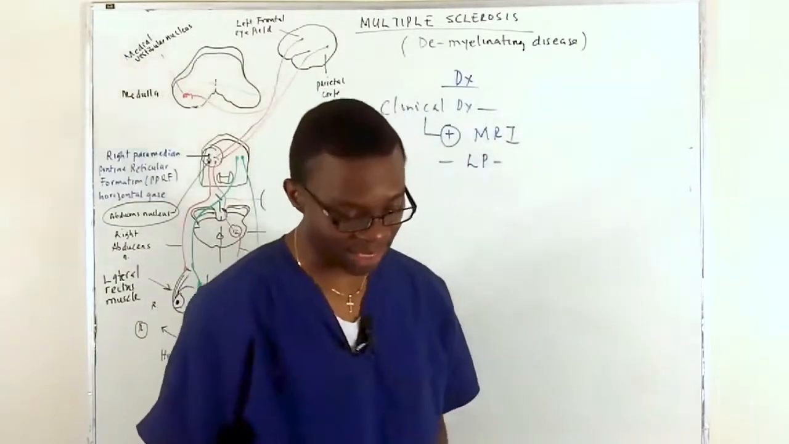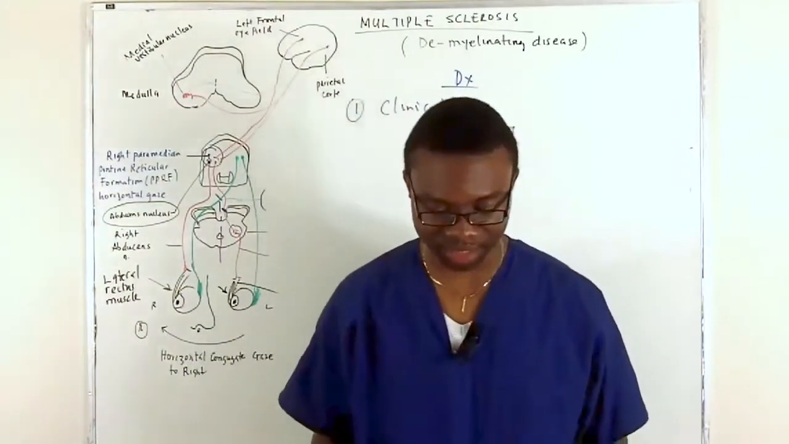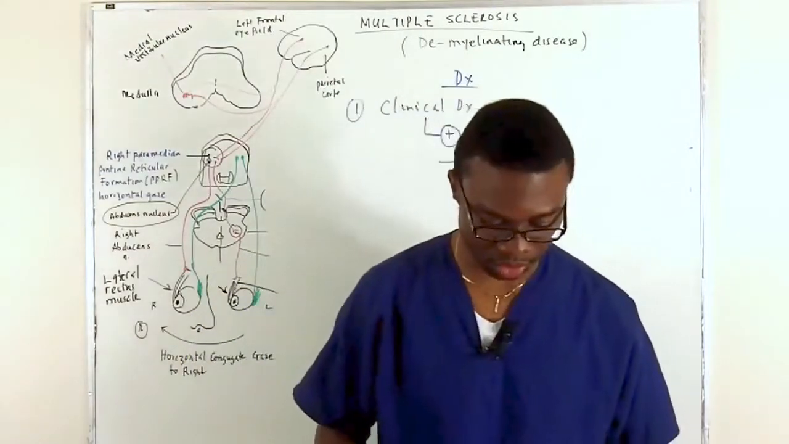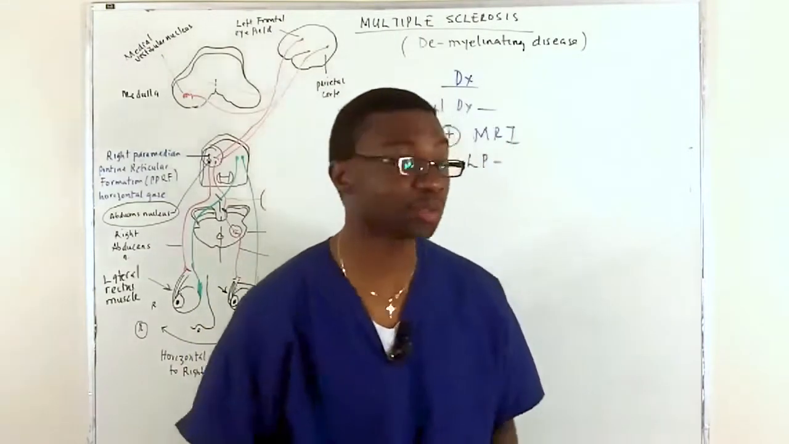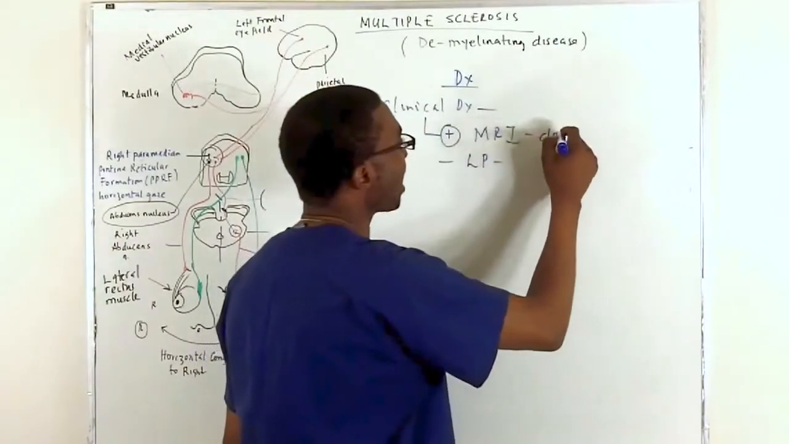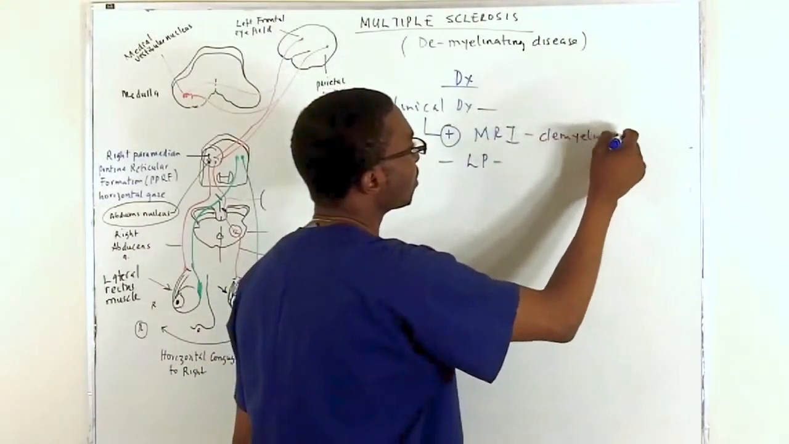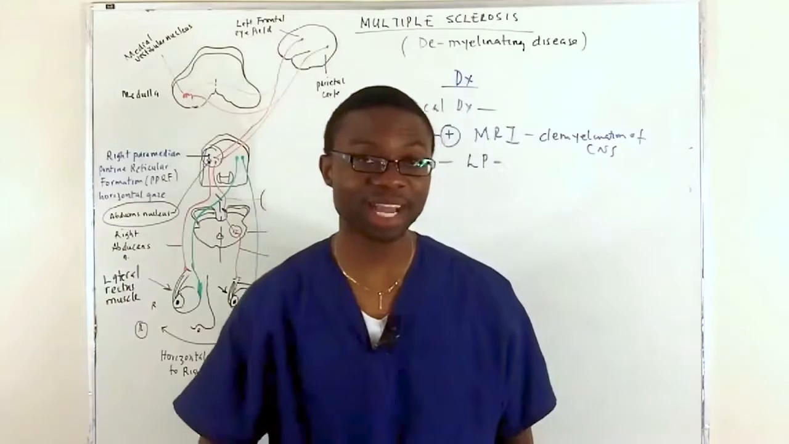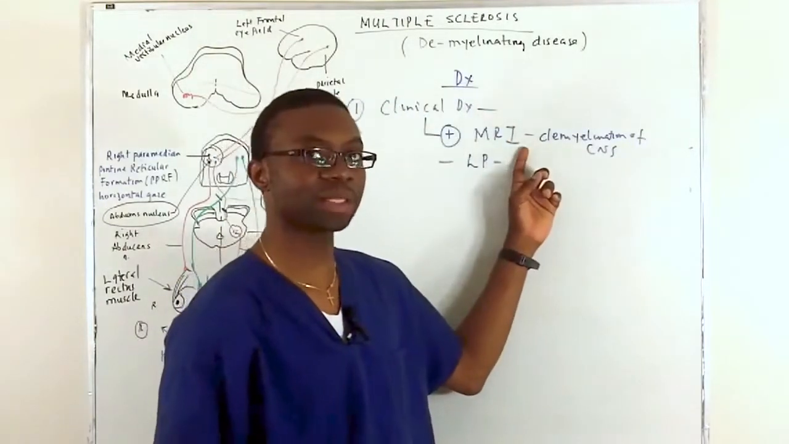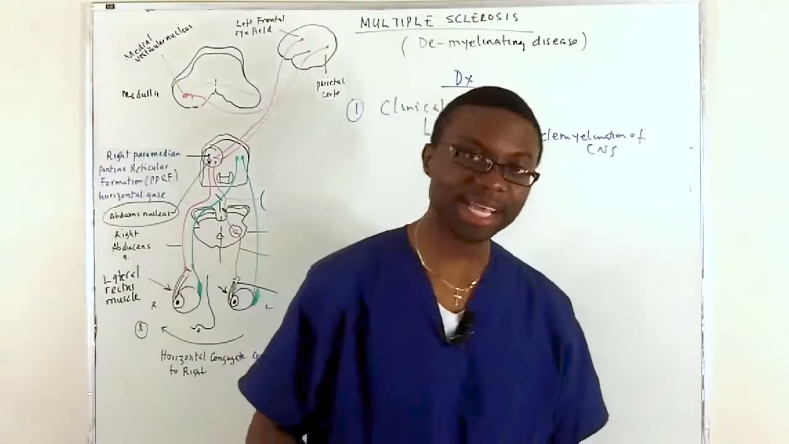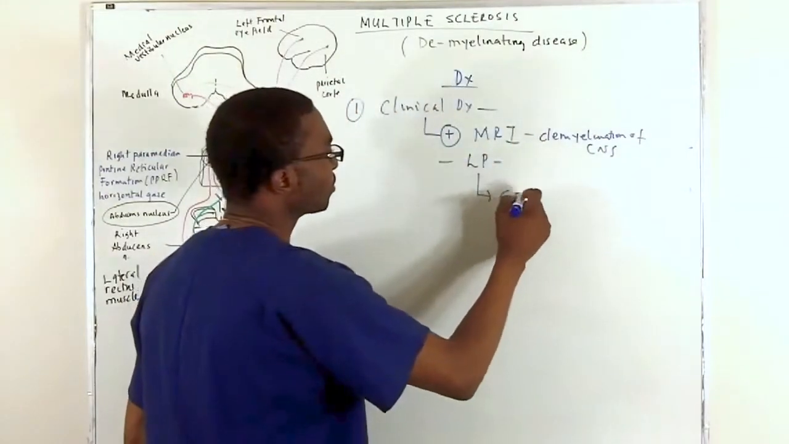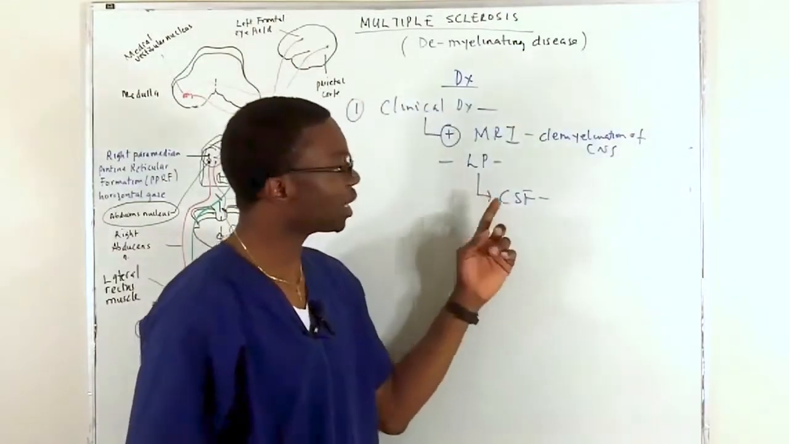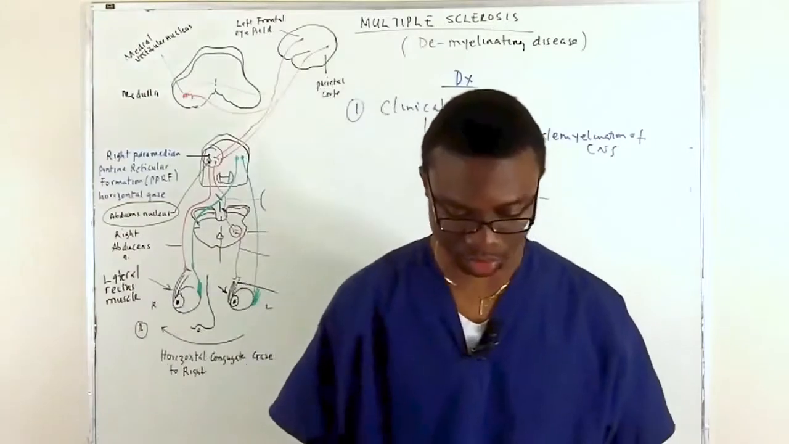MRI is by far the best and most sensitive test of choice to make the diagnosis in any patient with multiple sclerosis. What you're going to see on MRI is a lot of demyelination of the CNS. That's why we order an MRI. About 90% of patients with MS are going to have abnormalities on the MRI, and their CSF, the cerebrospinal fluid, is also going to be abnormal.